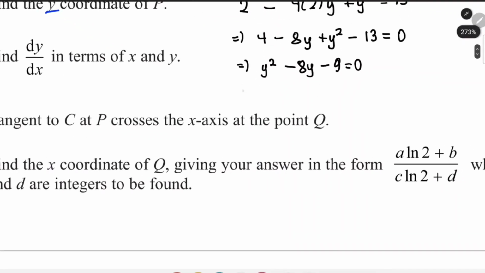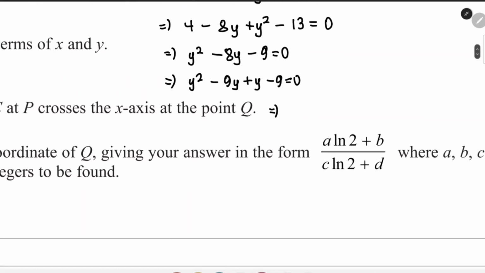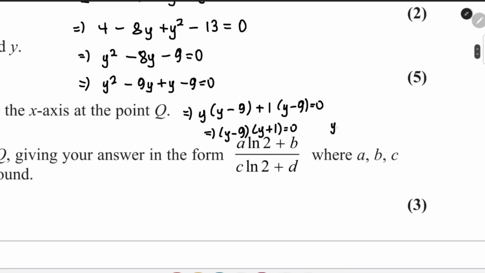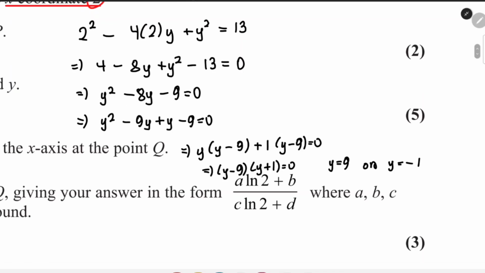Now we can factorize this. We get y square minus 9y plus y minus 9 equal to 0. So y times (y minus 9) plus 1 times (y minus 9) equal to 0. So (y minus 9) times (y plus 1) is equal to 0. Either y is equal to 9 or y is equal to minus 1.